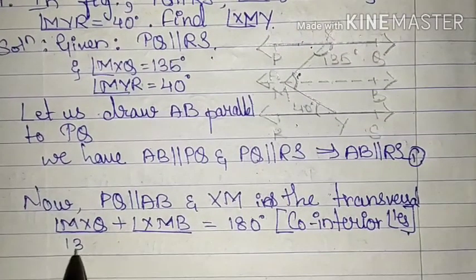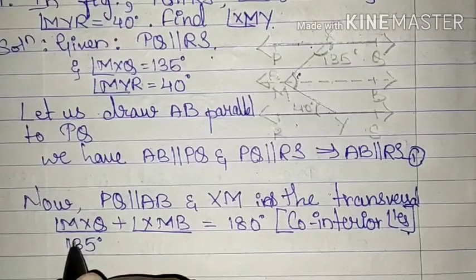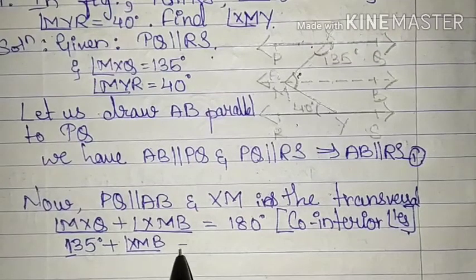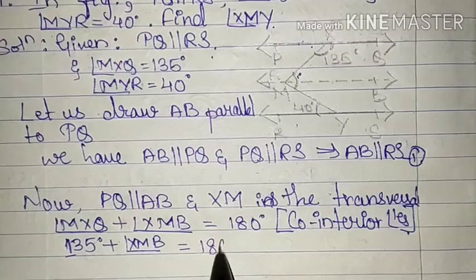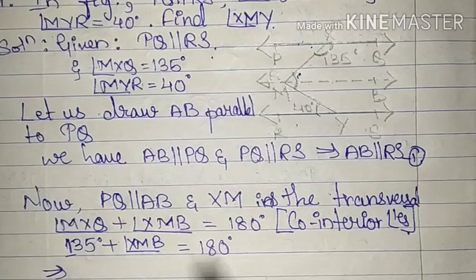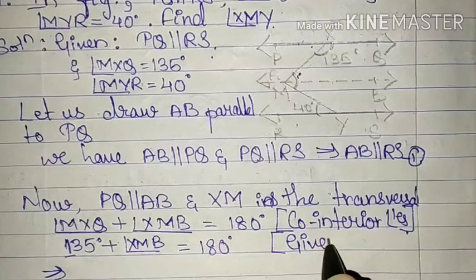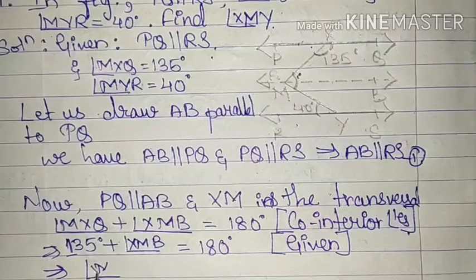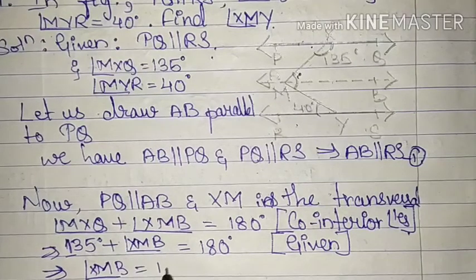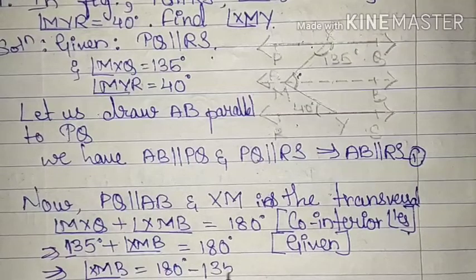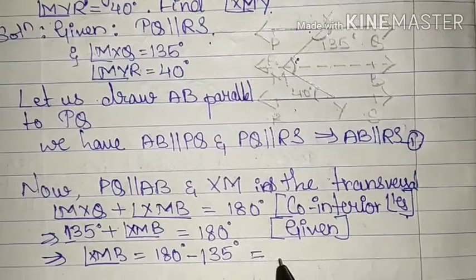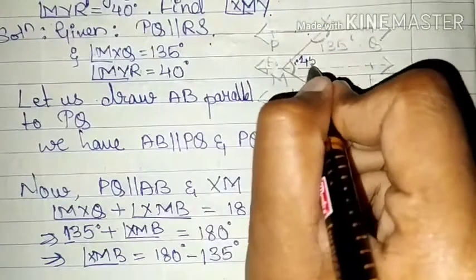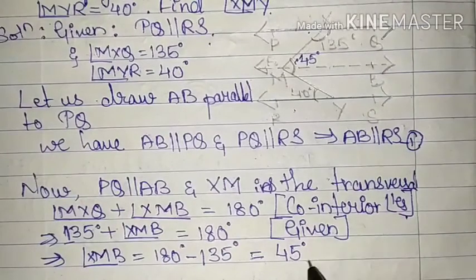We know that MXQ is 135 degrees because it is given to us. 135 plus angle XMB is equal to 180 degrees. This implies, write the reason, it is given to us. Now this implies angle XMB is equal to 180 degrees minus 135 degrees, which is equal to 45 degrees. So angle XMB is 45 degrees. Now similarly, this is our result 2.